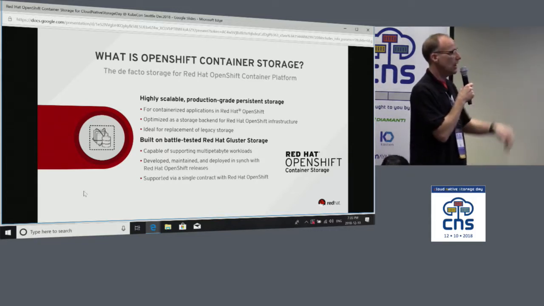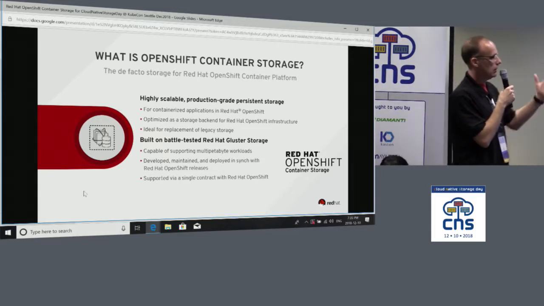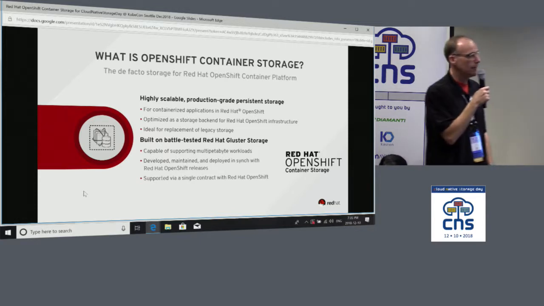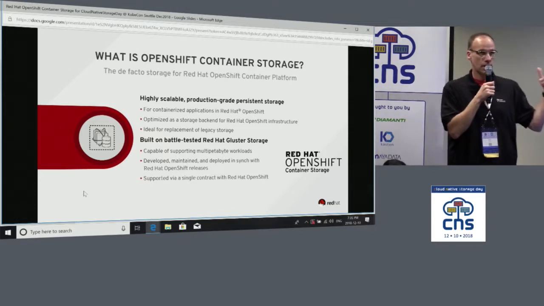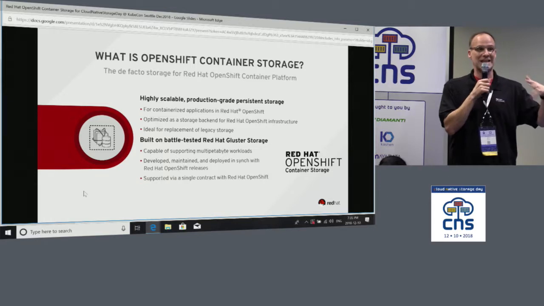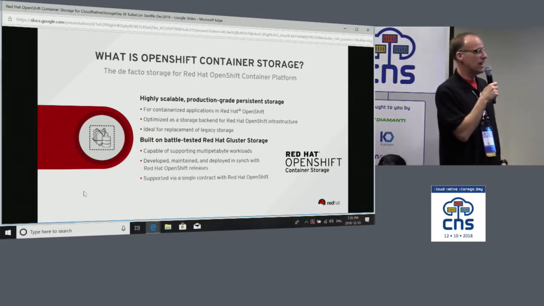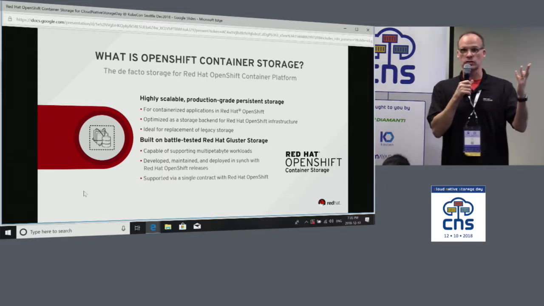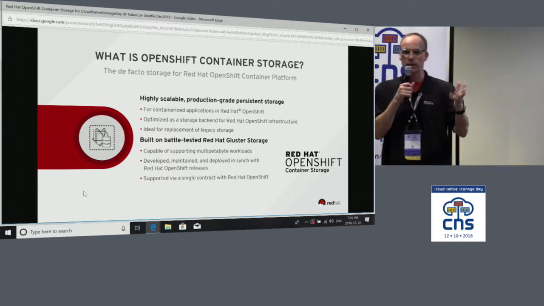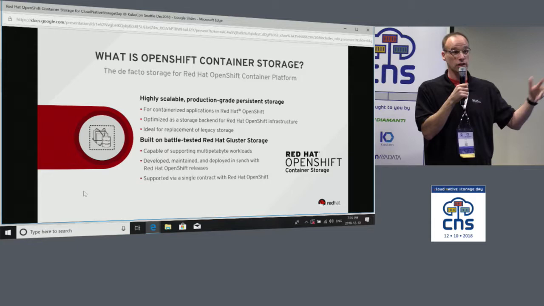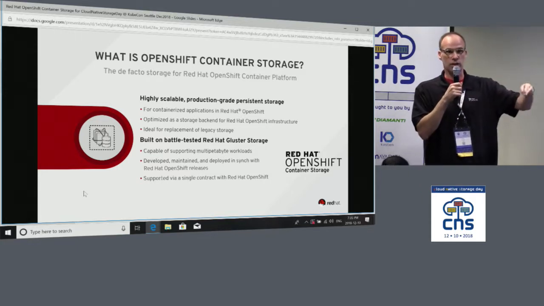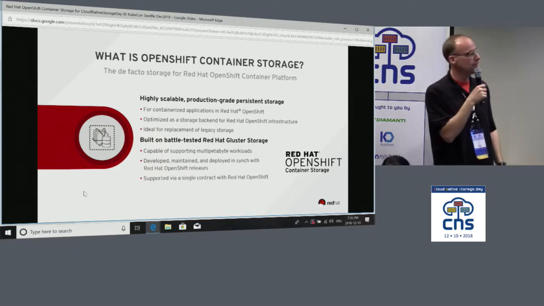But like I said, it's built on Gluster. Scales into petabytes. It is developed and maintained in sync with the Openshift versions itself. What I mean by that is, the latest version is Openshift 3.11, right? The latest version of container storage is 3.11. So they're announced and developed in sync with each other.